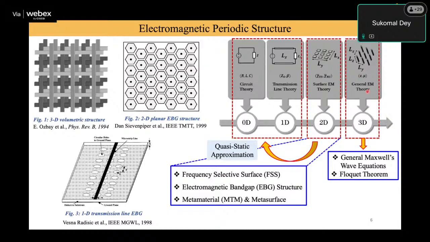Now, whenever you are making the 3D modeling, you have to be careful that it is basically a function of the general Maxwell's equations, and you have to apply the Floquet theorem. Rather, the Floquet theorem has to be applied to all the FSS. I will explain what Floquet is. Now, as I said, this is the 3D model, 2D model, and this is the 1D model of the FSS.